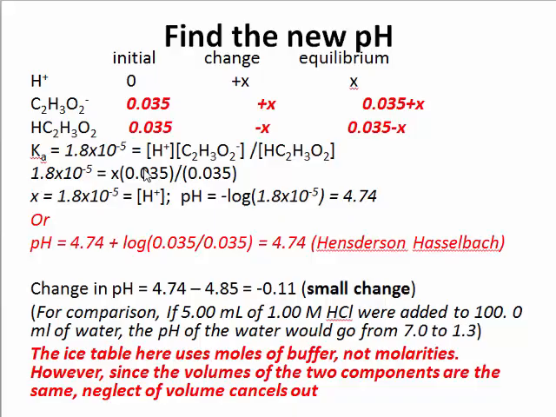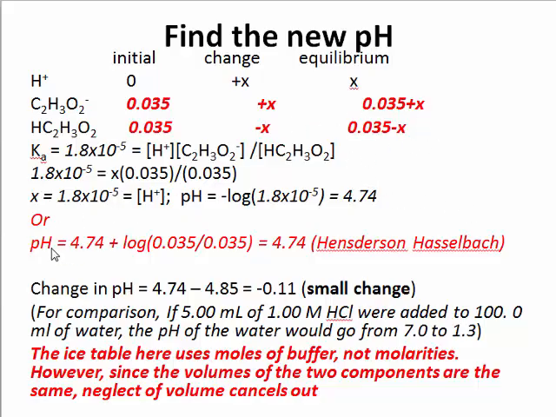Essentially, when we get to the point of solving for H+, X, the concentration of H+, is equal to 1.8 times 10 to the negative 5. And the pH is the negative log of 1.8 times 10 to the negative 5, or 4.74.